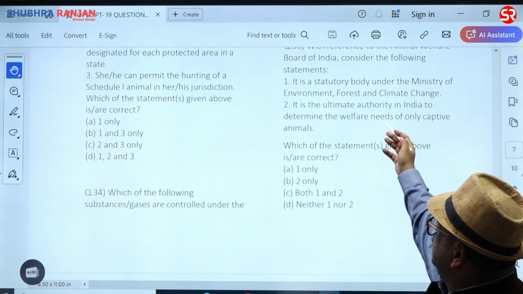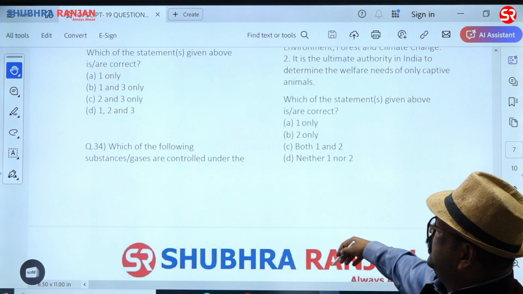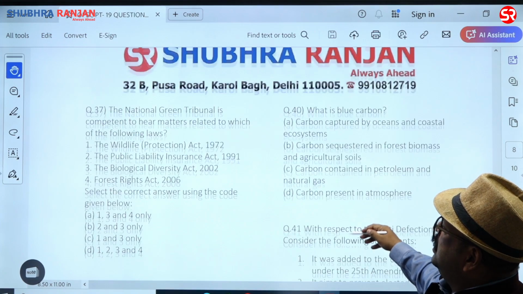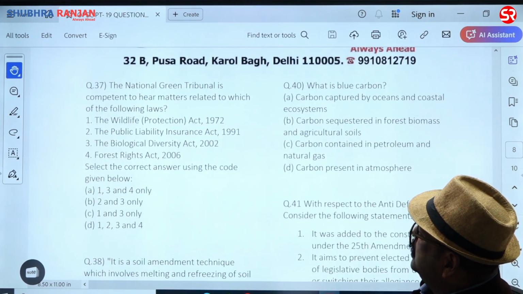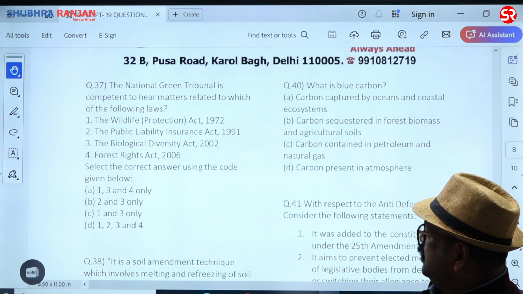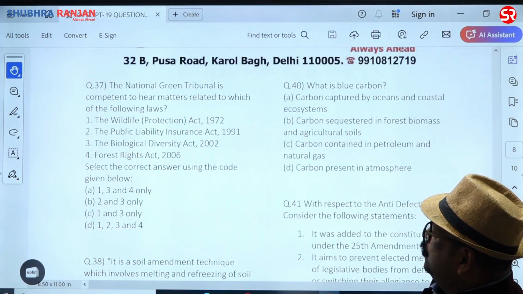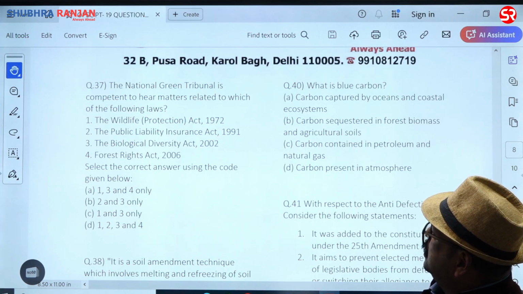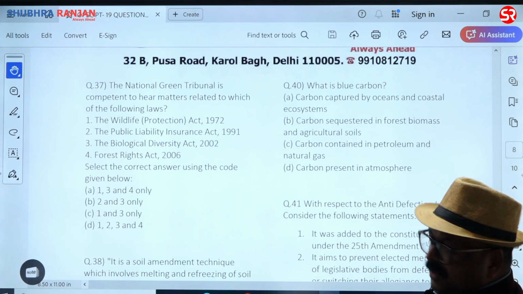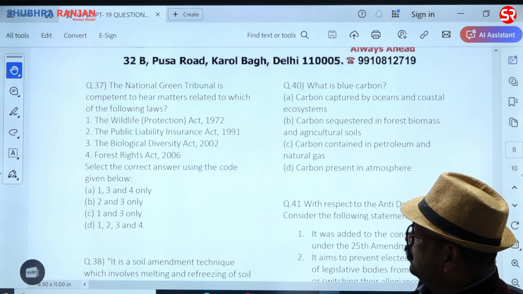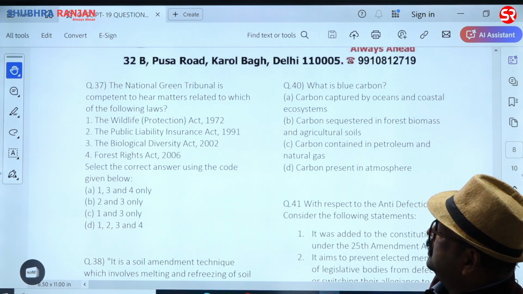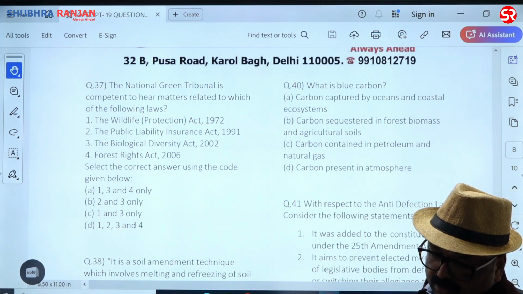37. It is an advisory body only. National Green Tribunal is competent to hear matters related to which of the following cases? 37, B. That is 2 and 3. Public Liability Insurance Act and Biological Diversity Act. Fine. Answer 37, B, that is 2 and 3. Wildlife Protection Act and Forest Rights Act are not heard by the Green Tribunal. Okay.